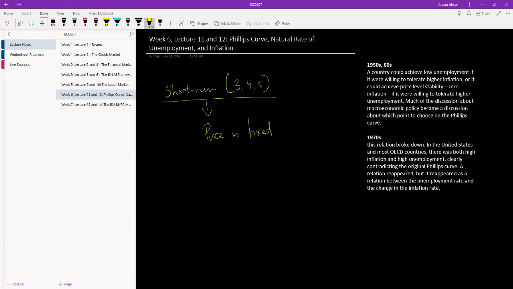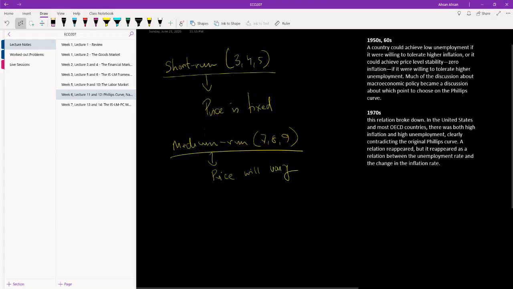Then we started medium run analysis, which is going to be chapters 7, 8, and 9. We've done 7 already. And in the medium run, what we do is we allow price to vary. So price will vary. We haven't done that yet, but what we did in chapter 7 in the labor market is that we introduced the price into our equation.